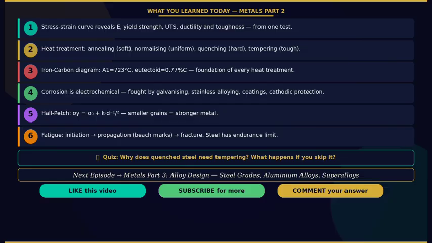Aluminium does not. In the next episode, Metals Part 3, we go into alloy design. Thousands of steel grains, aluminium alloys, and superalloys, how engineers design them from first principles.